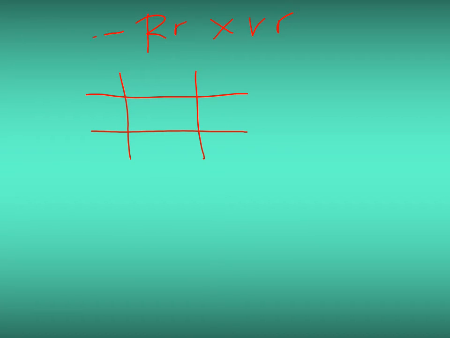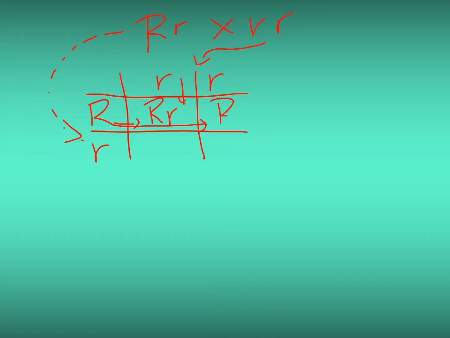If this parent is giving alleles, it can either give a big R or a little r to the offspring. However, this parent can only give little r's. So if this allele and this allele meet up, we're going to get a big R, little r baby. This is just like a multiplication table. Basically, you bring it over and you cross them together and you see what the combinations are. Again, big R, little r. If this little r meets up with this little r, it's going to be little r, little r. And actually this little r and this little r also will make little r, little r.